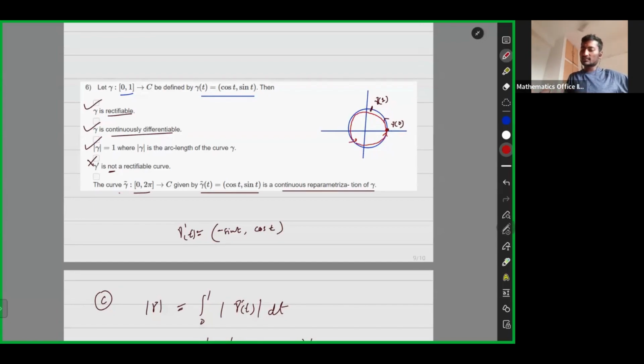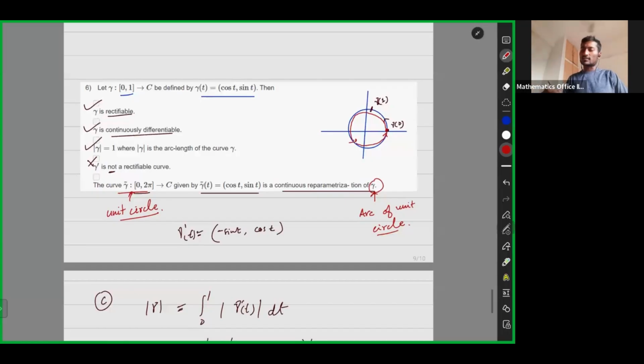They are of course representing different curves. So this curve is the unit circle, and this curve gamma is maybe some arc of the unit circle. They are different curves. If it was a reparameterization, they would represent the same curve. So remember that. That gives us the solution that this is a wrong option. It is clear from the picture, but if you want to write it, you can write: ending point and starting point do not match. Gamma tilde has an ending point different from gamma.